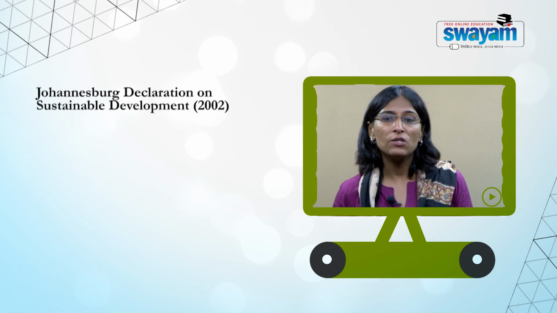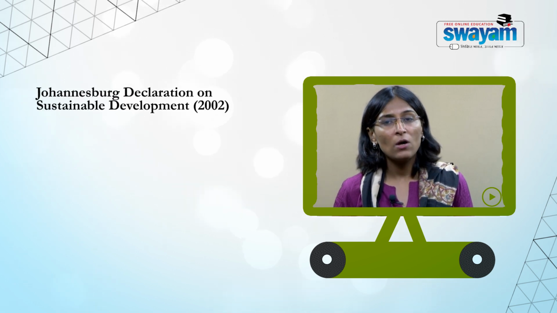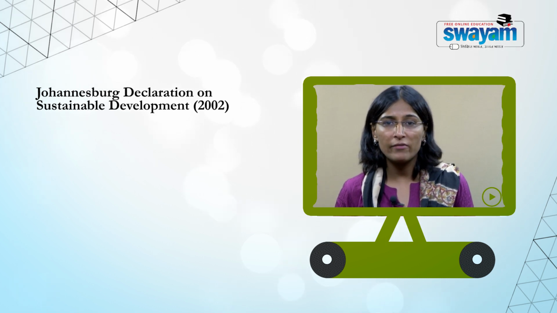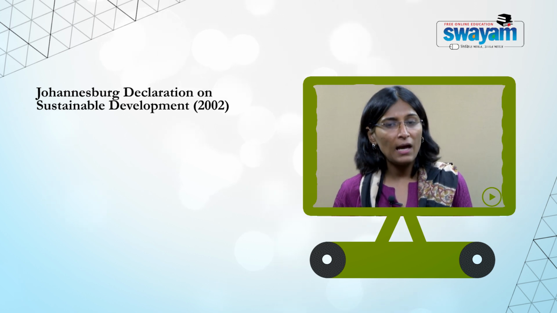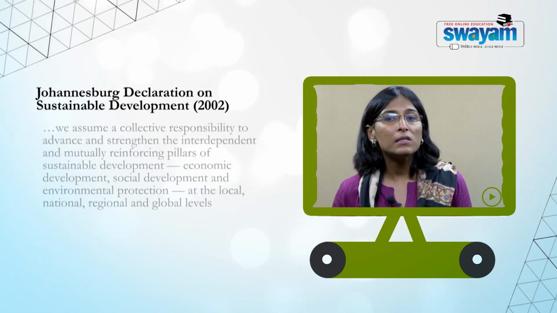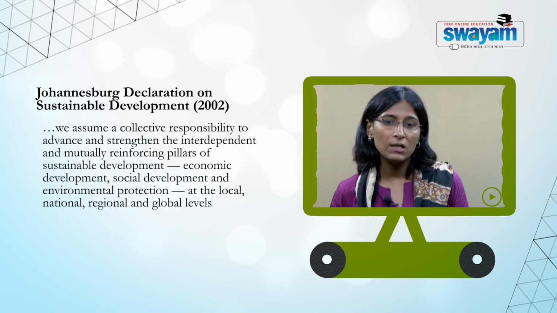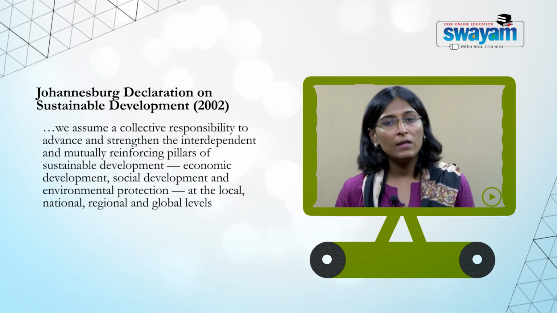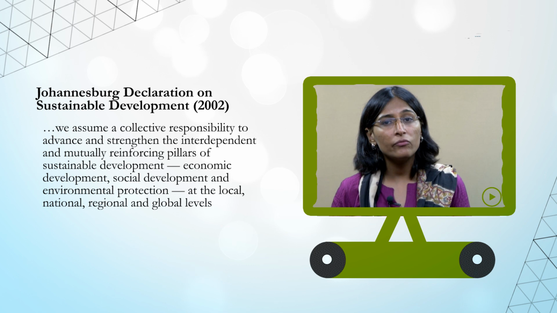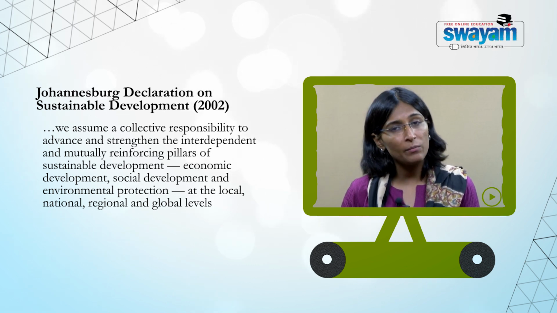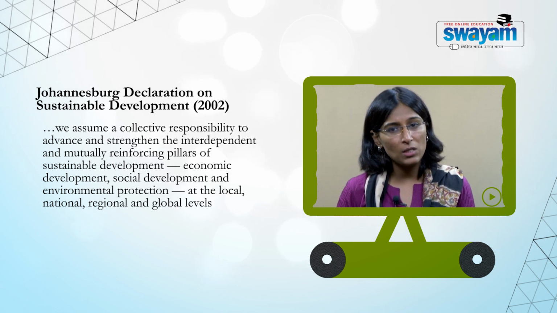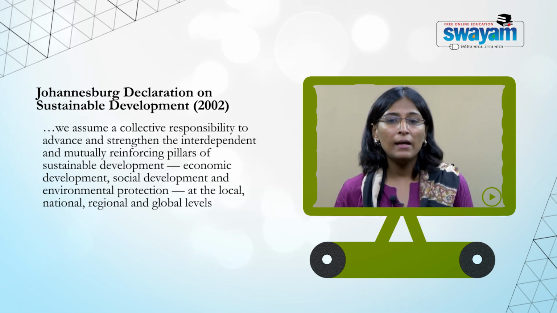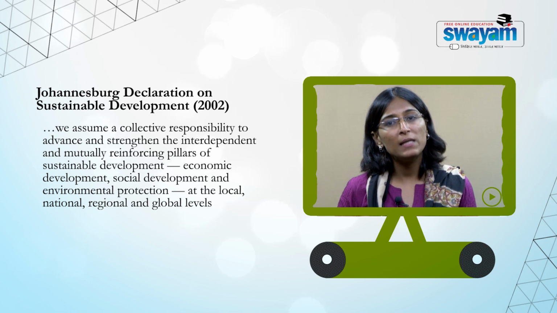In the year 2002, one of the main outputs of the World Summit on Sustainable Development held in Johannesburg, South Africa, was the Johannesburg Declaration on Sustainable Development, and it states, and I quote, "We assume a collective responsibility to advance and strengthen the interdependent and mutually reinforcing pillars of sustainable development: economic development, social development, and environmental protection at the local, national, regional, and global levels."